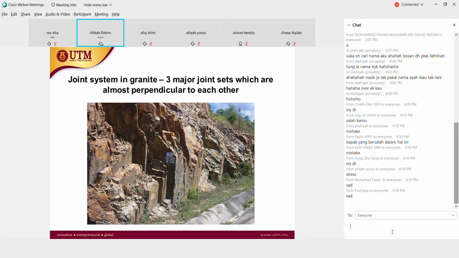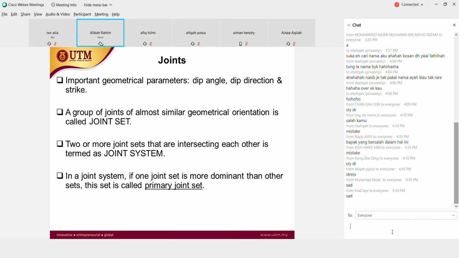There are three major joints: this one in this direction, this one in this direction, and this one. So there are three directions there. Important geometrical parameters for joints are dip direction, dip angle, and strike. A group of joints of almost similar geometrical orientation is called a joint set.